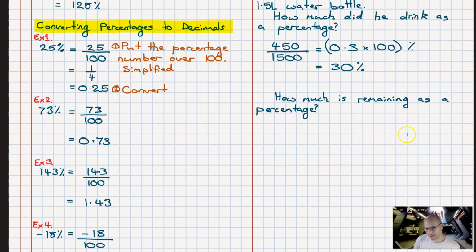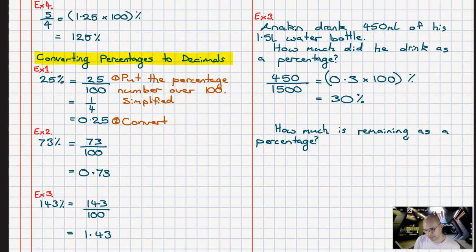Now, how much is remaining as a percentage? Well, one way to think about this is, if 1.5 liters is the 100%, therefore the amount remaining should be... let's change it from amount to portion. I did a bad job there. Portion remaining equals 100% take 30%, which is 70%.